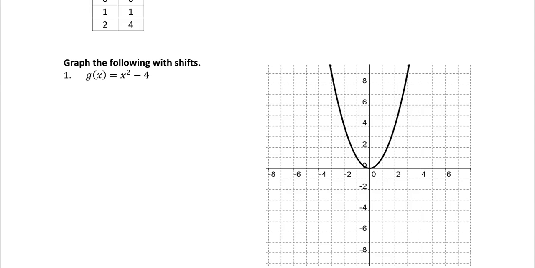So that's the foundational graph. We've got to kind of memorize that graph. And now what we do is we move it left or right. Okay. Any questions before I jump into number 1?